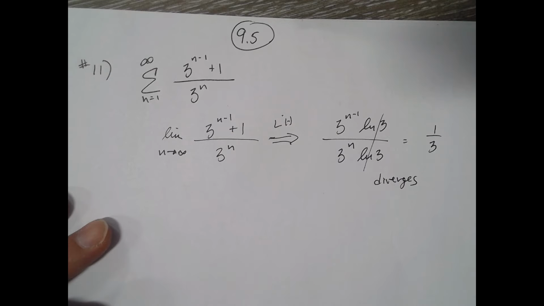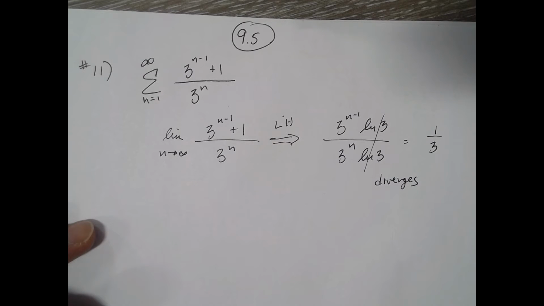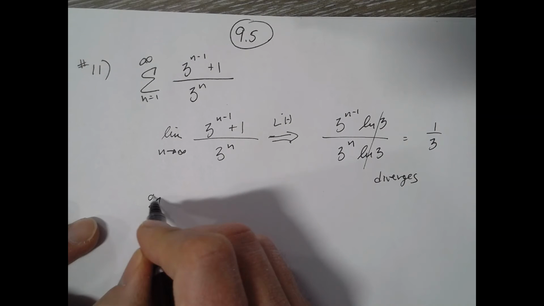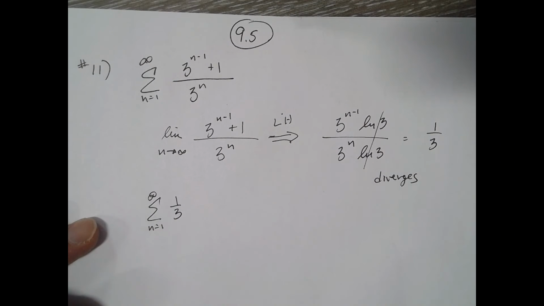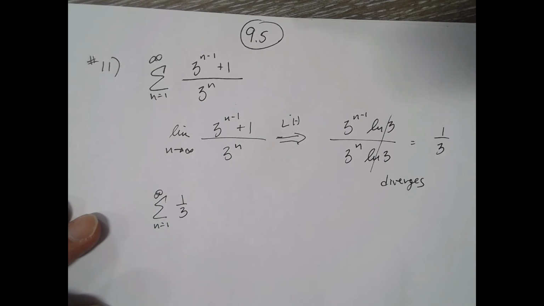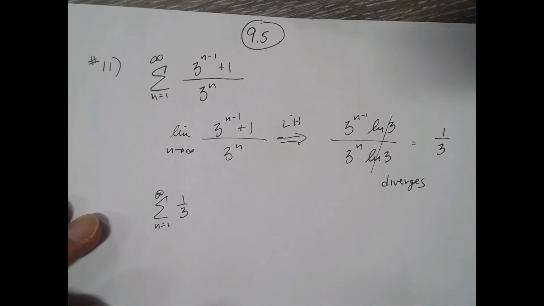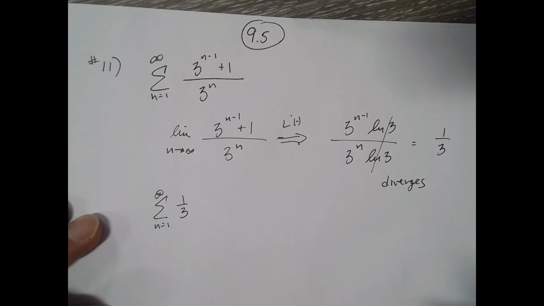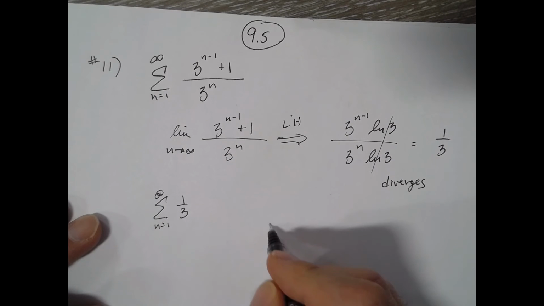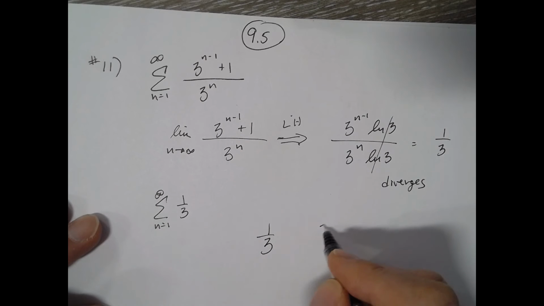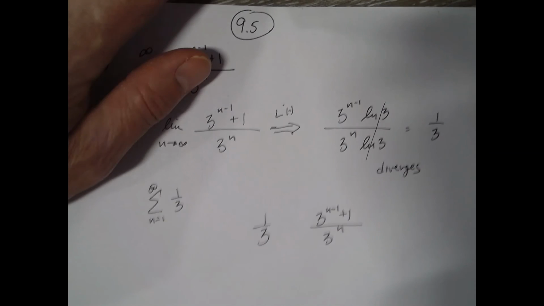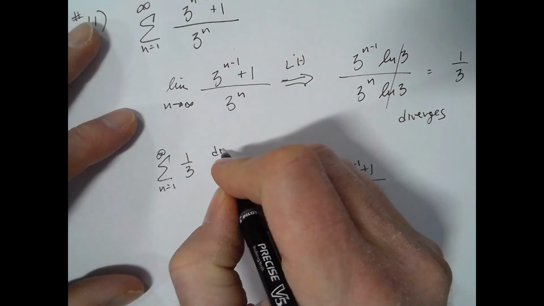If you wanted to, as an example of a direct comparison test, we could compare it to this, where we sum 1/3 as n goes to infinity. Well, we know that one diverges because you're just adding 1/3 plus 1/3 plus 1/3 and so on. And then if we compare 1/3 to 3 to the n minus 1 plus 1 over 3 to the n, which one is bigger than the other? We know this one diverges.